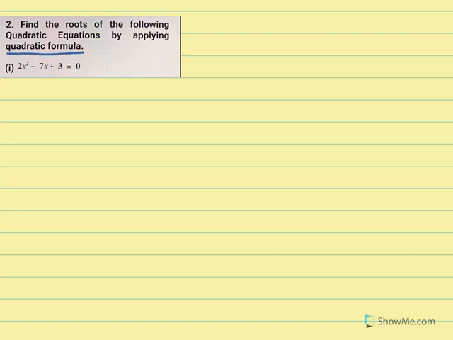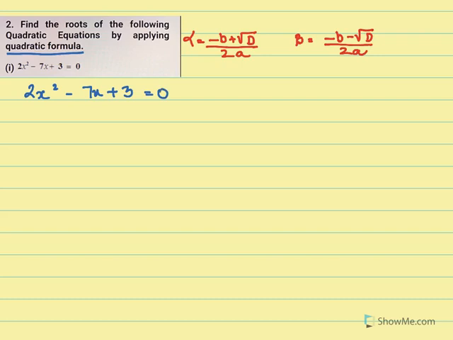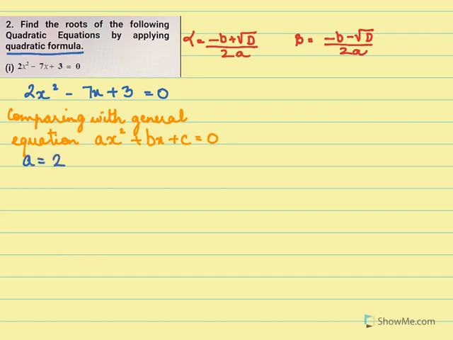Now we know what's a quadratic formula. We have two roots, alpha, it is minus b plus root d over 2a, and then we have beta, which is minus b minus root d over 2a. Now for the first sum, we write 2x square minus 7x plus 3 equal to 0, and we compare it with the general equation. So on comparing with the general equation, we have our a equal to 2, b equal to minus 7, c equal to plus 3.